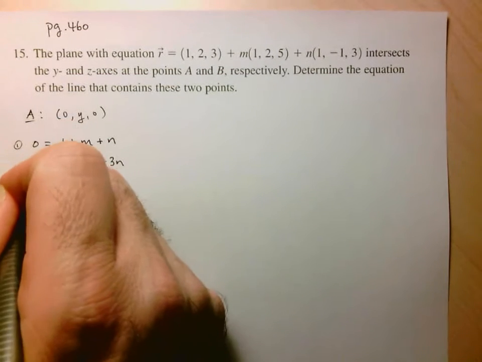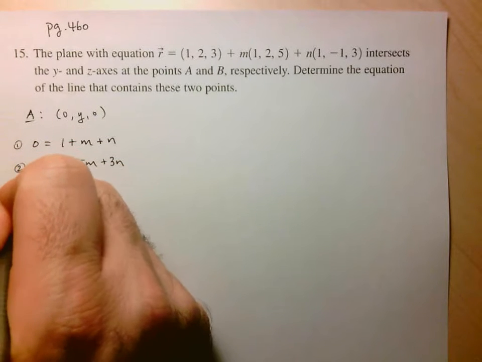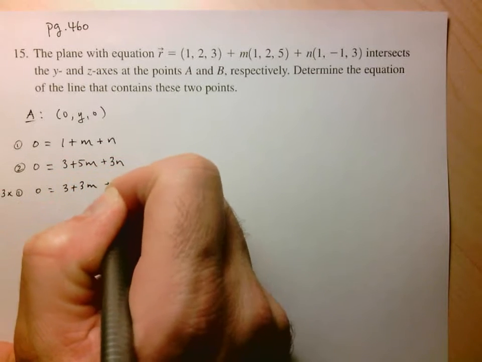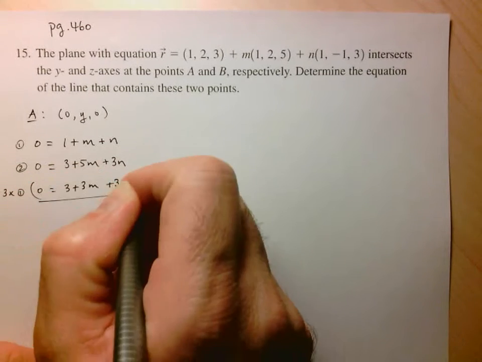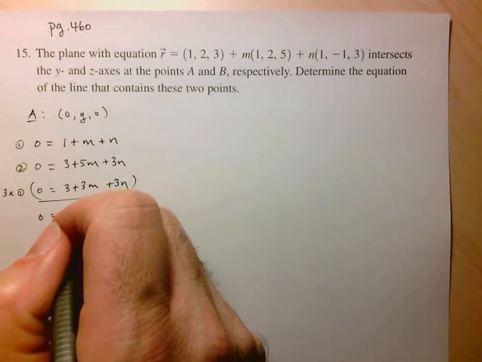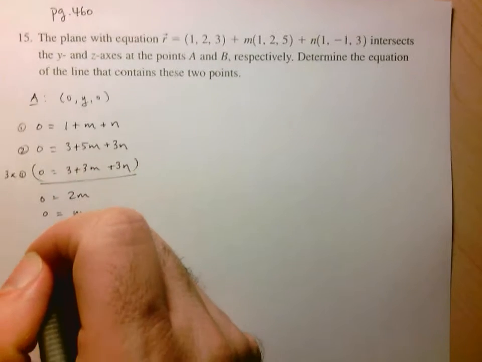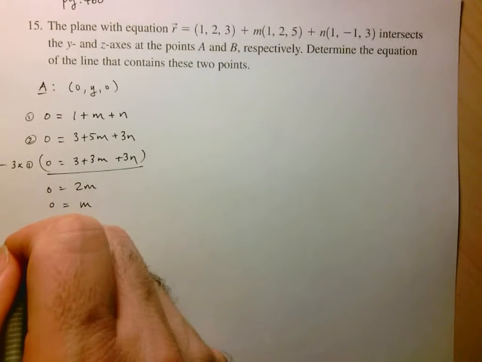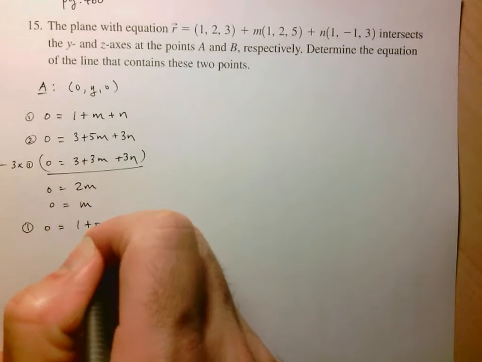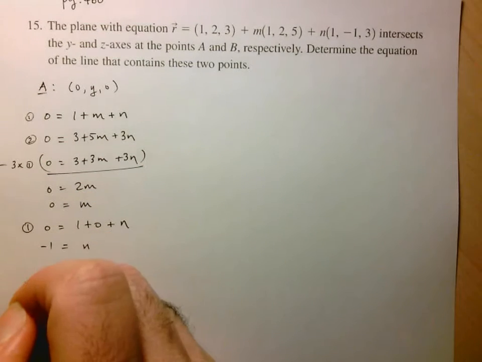So let's multiply equation 1 by 3. So what do we have? We have 0 equals 3 plus 3m plus 3n. Let's subtract these 2. So 0 is equal to 3 minus 3 is 0, 5m minus 3m is 2m, and that's also equal to 0. So m is going to be equal to 0, and then we'll use equation 1 to find n. So 0 is equal to 1 plus 0 plus n, so n is equal to negative 1.